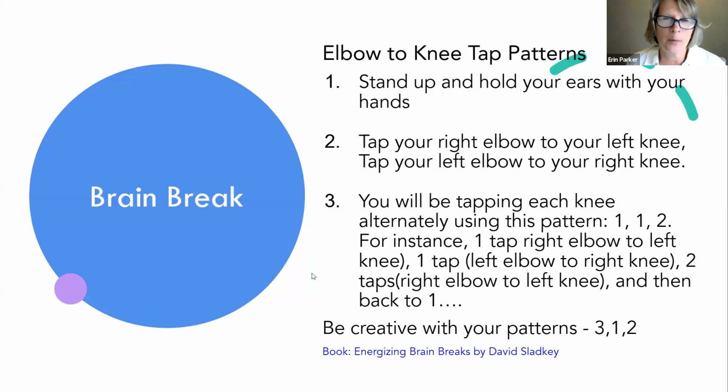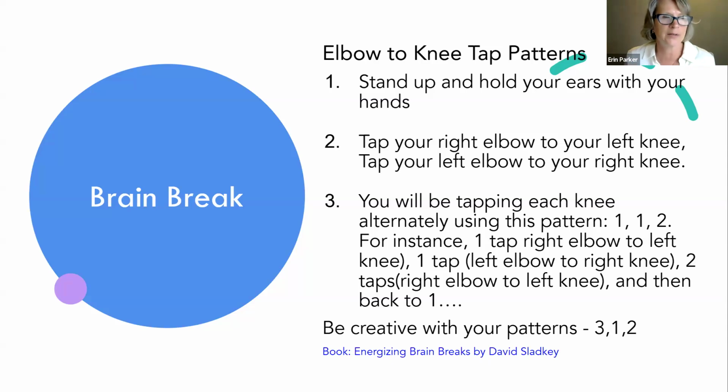So this one is called elbow to knee tap patterns. You stand up and hold your ears with your hands. Of course, students, if they wanted to stay seated, they could do this. You're tapping your right elbow to your left knee and your left elbow to your right knee. All right, so you're doing this and that, and that's good for your brain because it's connecting both sides of your brain.